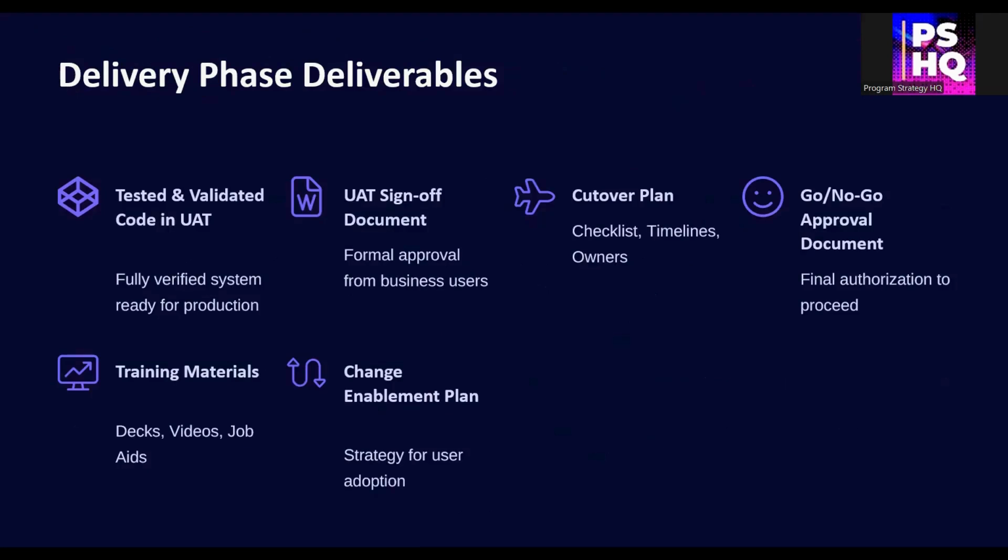By the end of the delivery phase, you should have a fully tested and validated solution, UAT sign-off from your business users, a detailed cutover plan, go-no-go approval documentation, a suite of training materials, and a formal change enablement plan. These artifacts serve as your audit trail and transition documents.